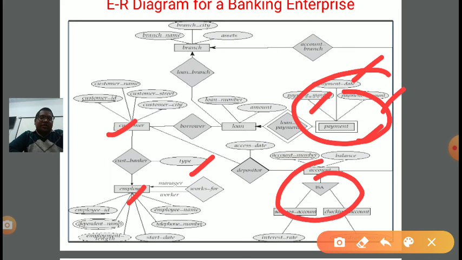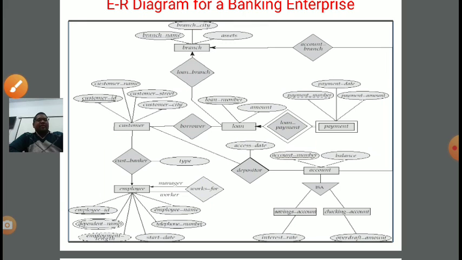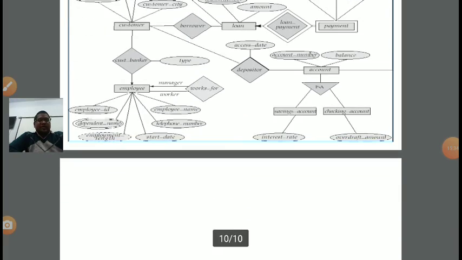And works for: the employee can work as a manager, or as a worker, right? So it is a unary relationship. In this manner, in a banking scenario, we can model different entities and their corresponding relationships.